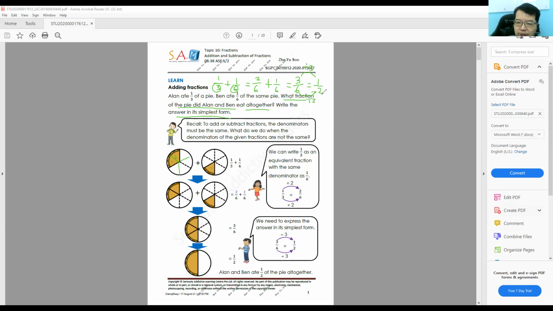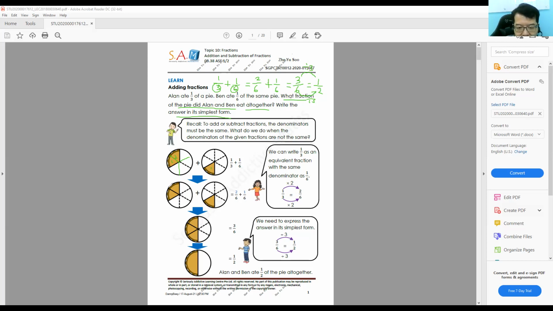So therefore, 2 out of 6 plus 1 out of 6 gives you 3 out of 6, which is the same as 1 out of 2, and that's half a pie. So what it means is 1/3 plus 1/6 equals half. Now, if you look at the pictures, does it make sense?